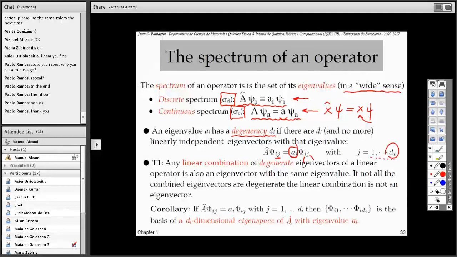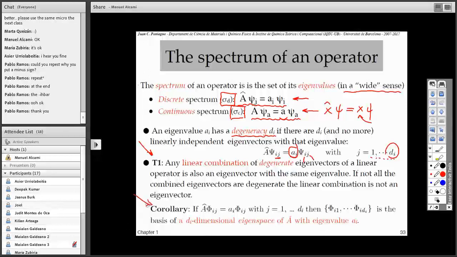Very useful theorem. In fact, we have already mentioned it in the last class. Any linear combination of degenerate eigenvectors of a linear operator is also an eigenvector of that operator with the same eigenvalue. And the reverse is also true. If not all the combined eigenvectors are degenerate, the linear combination is not an eigenvector.